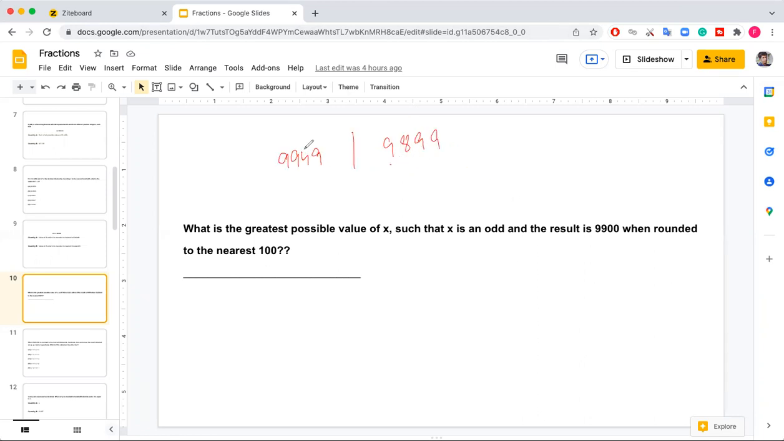First tell, is this value greater or this value greater? This value, right? Okay. What was the question? What is the greatest possible value of x such that x is odd, and the result is 9900 when rounded to the nearest 100? This means we are now rounding to the nearest hundreds, right? So first of all, we have 9900, and we are rounding to this for getting this.